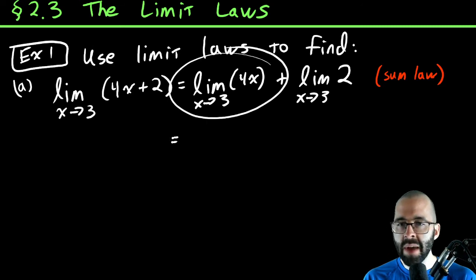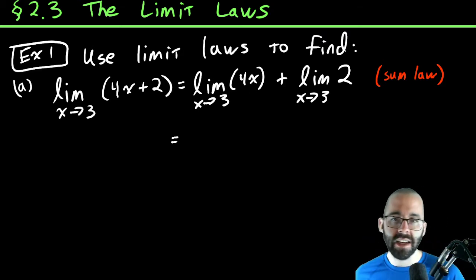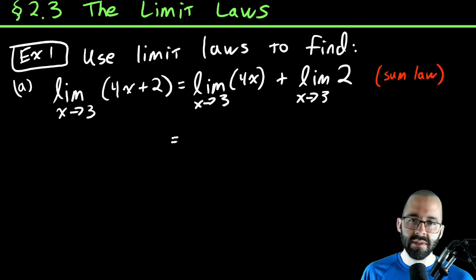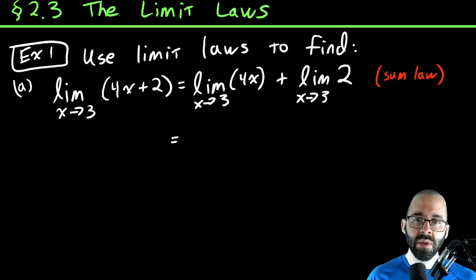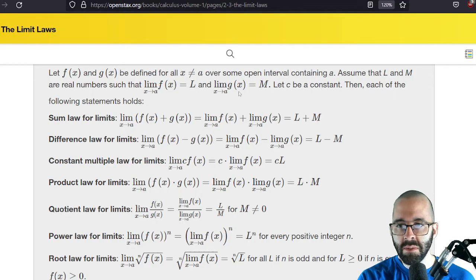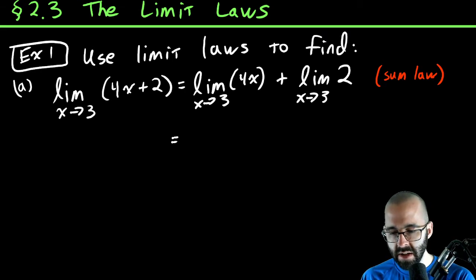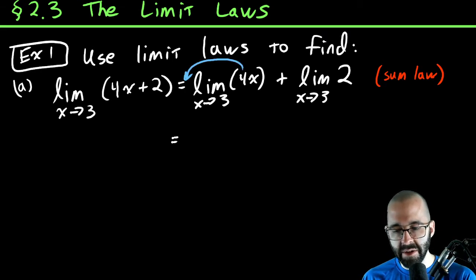Next, we don't have a mathematical result for the limit of 4x, but we do have a mathematical result for the limit of x. That's how we started today. It's what we did in the last section. The limit of x is just going to be whatever x is approaching. Okay, so we're next going to use the constant multiple law, this one down here, that we can factor out a constant from a limit and evaluate the limit that way. So this 4 can come out in front. That's what the constant multiple law tells us.